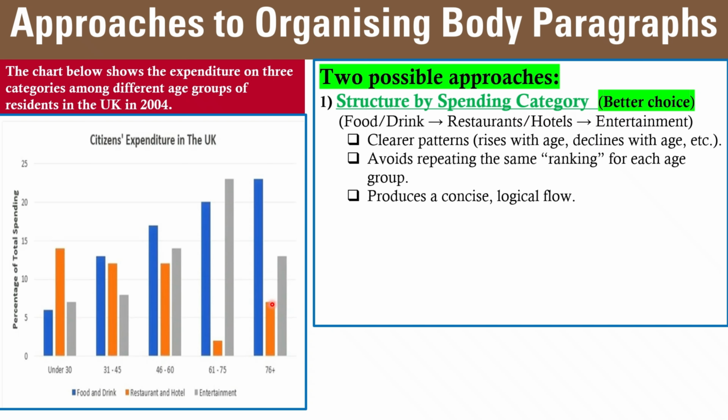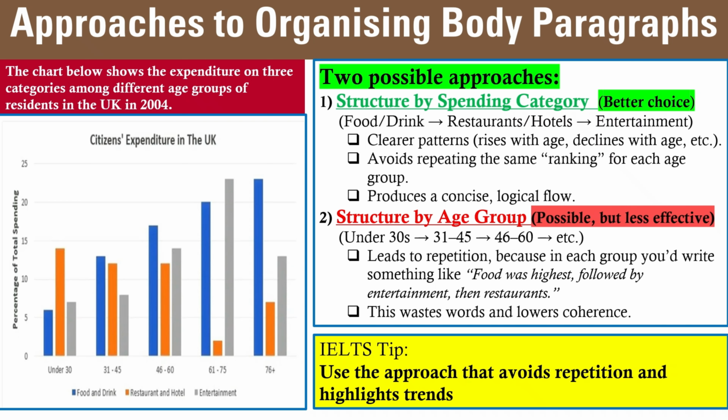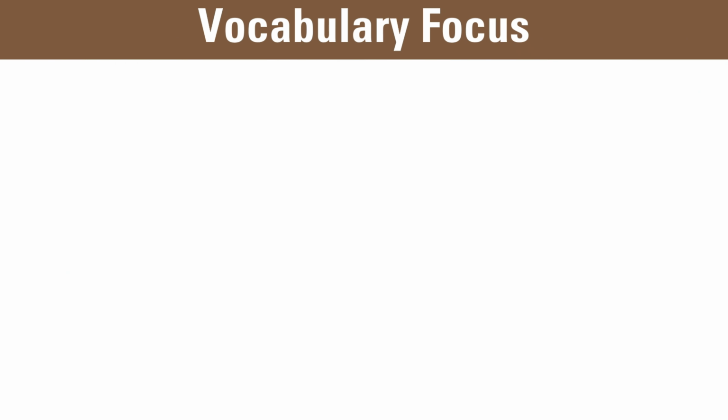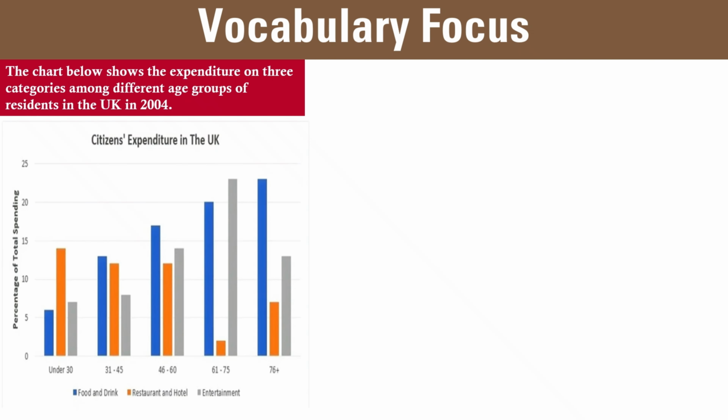The second approach is by age group: under 30s, 31 to 45, and so on. This is less effective because you end up repeating the same comparisons for each group. For example, food was highest, followed by entertainment, then restaurants. That's why for IELTS, the category-based approach is best. It helps you avoid saying the same thing again, keep your writing focused, and makes the overall trends stand out. Since we have chosen to organize the description by spending category, let's move on to the vocabulary we need.